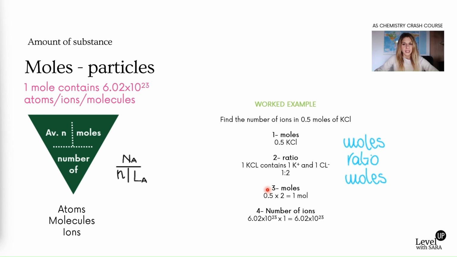which means that we can find the number of moles of what we're trying to find, which is the number of ions. So it would be 0.5 times 2 equal to 1. So the number of ions will be the same as the Avogadro's constant in this case.